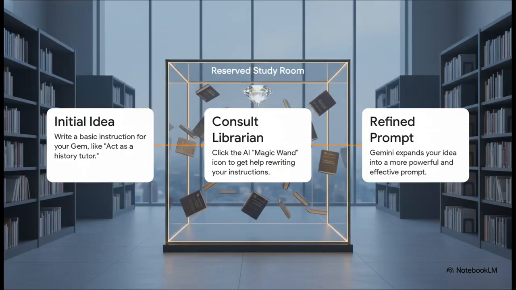It's a really simple three-step process. You start with just a basic idea, something like act as a history tutor. Then you consult the master librarian. You just click the little magic wand icon, and boom, it takes your simple idea and expands it into this rich, detailed set of instructions, defining the persona, the task, everything.